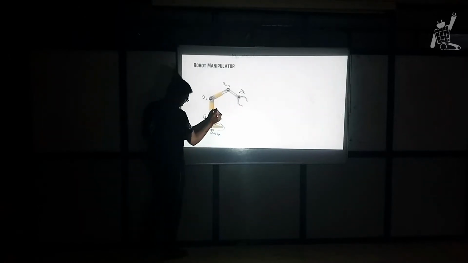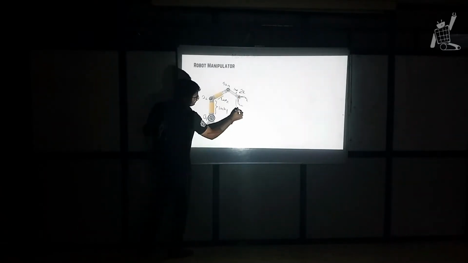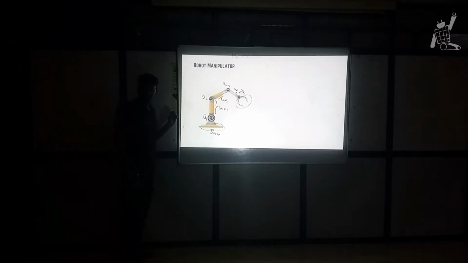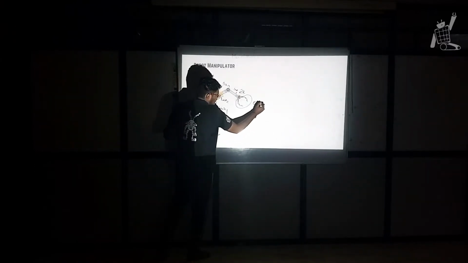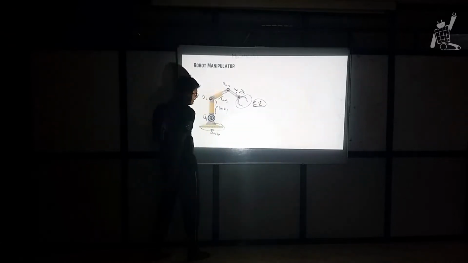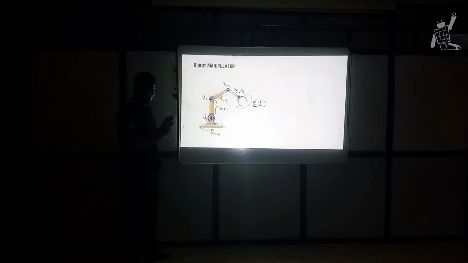There is some part that exists between two joints, and that is called the link. So this will be link 1, this will be link 2 and this will be link 3. And this part you see here is called the end effector. The end effector is the thing that will do some action, for example, pick and place some object, drilling, welding, those sorts of things. So these are the main parts of a robot manipulator.